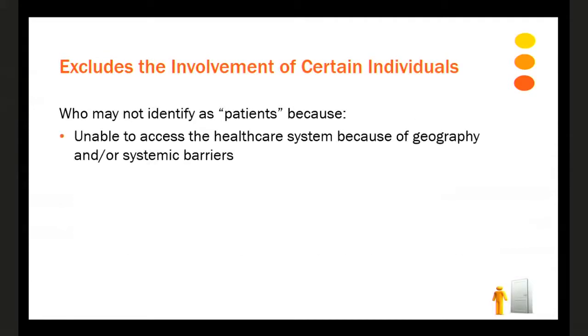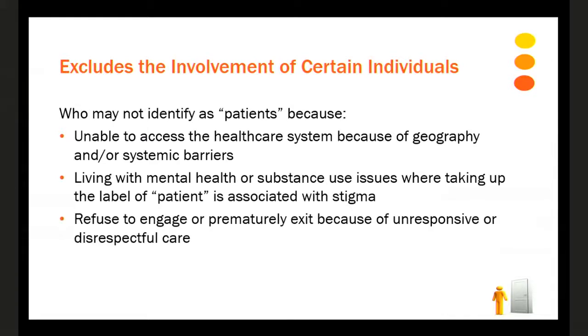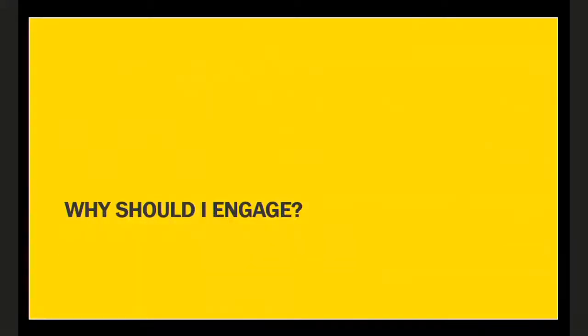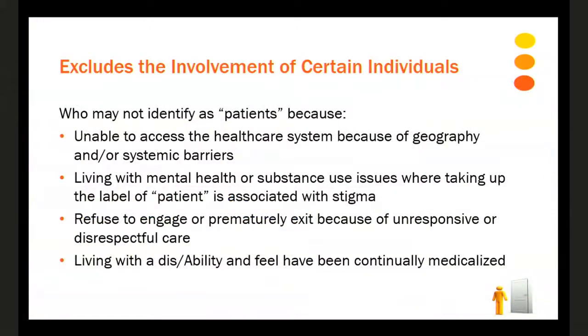We need to be very careful, though, as I was talking before. Sometimes when we say patient engagement, it can be exclusionary. So we have to think about also who may not identify as patient. The term itself, patient, it's not always an accessible term. So thinking about people who are unable to access the healthcare system because of geography, so people living in rural or remote. Also the systemic barriers that may impact people's ability to access things. So facing racism or systemic sexism, colonialism, all of these things that may be barriers to people's access to care.